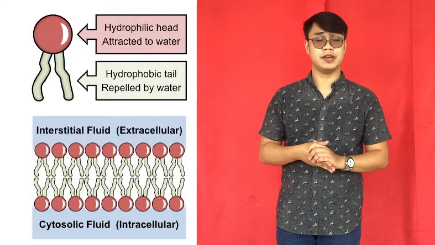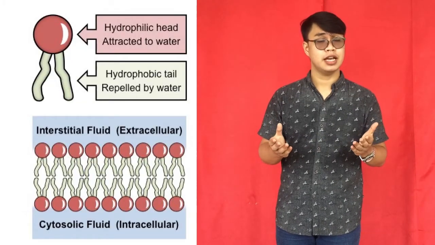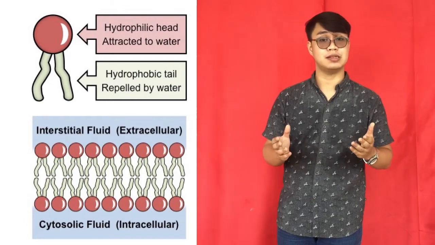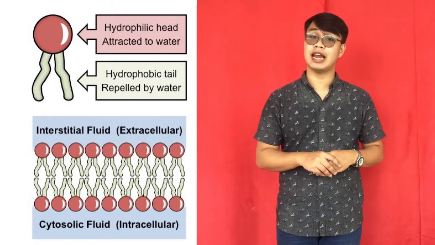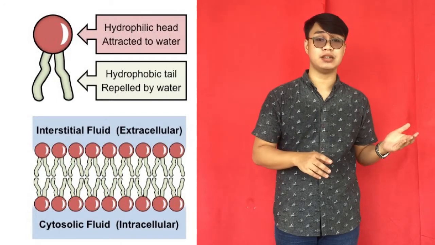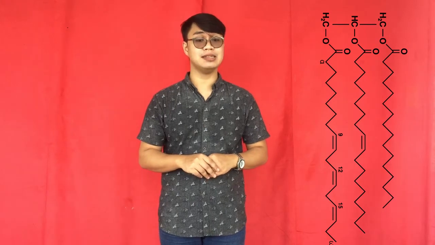Remember the phospholipid bilayer of the cell membrane? It is made up of lipids. The head is made of glycerol and the tail is made of fatty acids. Lipids have two monomers. These are glycerol and fatty acids. Triglycerides are a group of glycerol with three fatty acids. These are the examples of fatty acids. Now we're done with lipids.